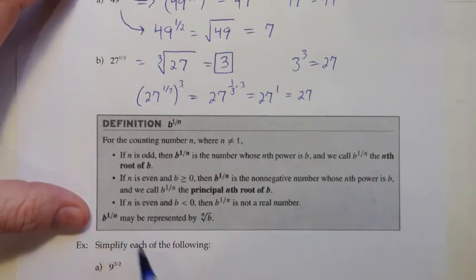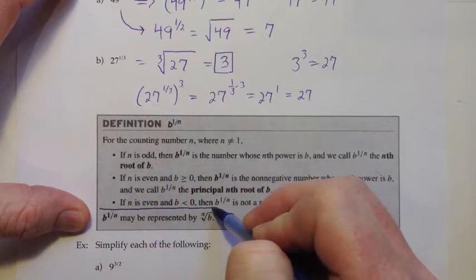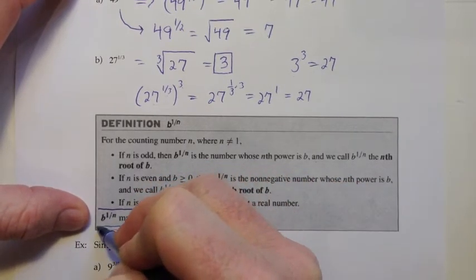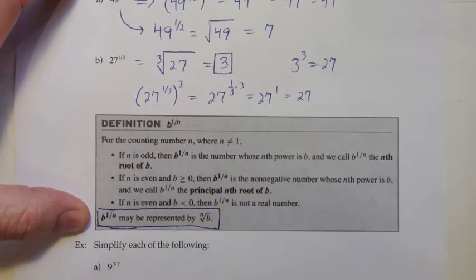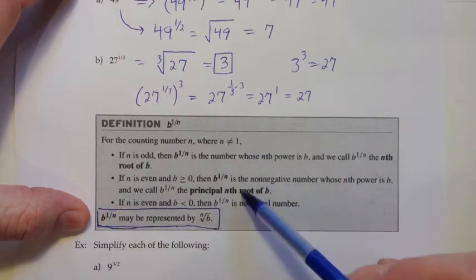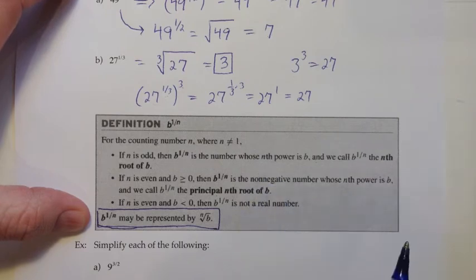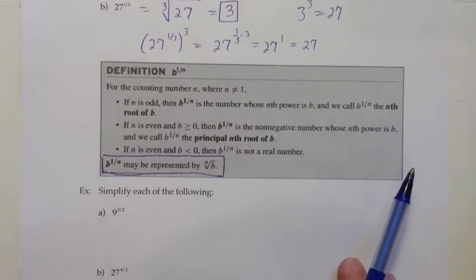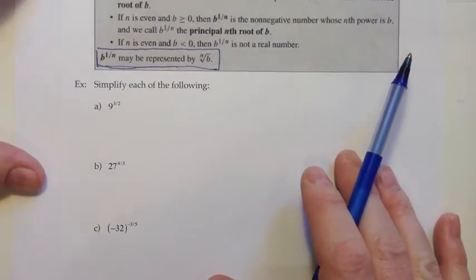So the shorthand summary of that whole box comes from this line right here that says, if you see b to the 1/n, you can rewrite that as the nth root of b, and that's true for all these different cases. They would still work out. So let's go ahead and think about that with some more examples.